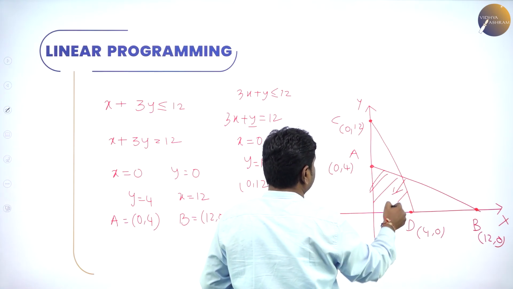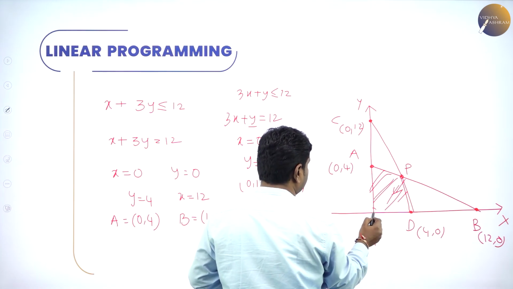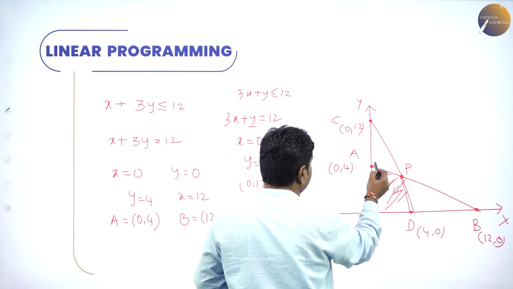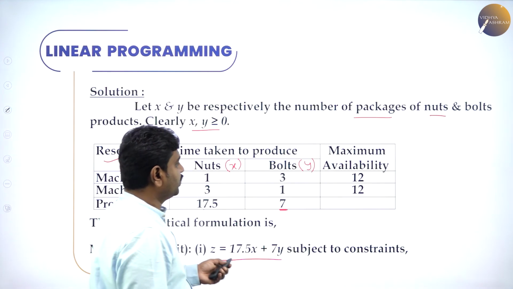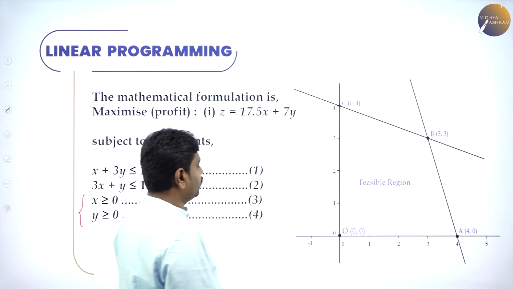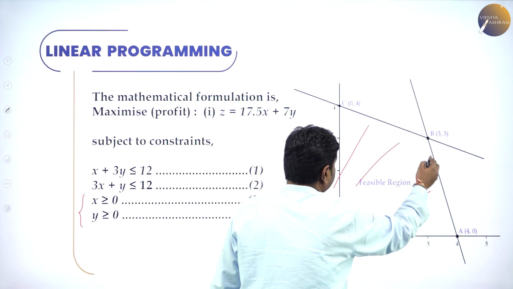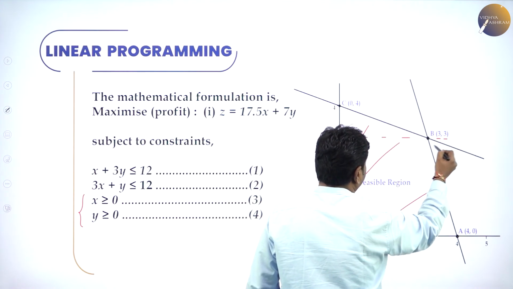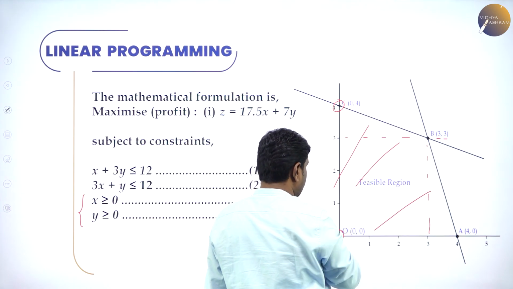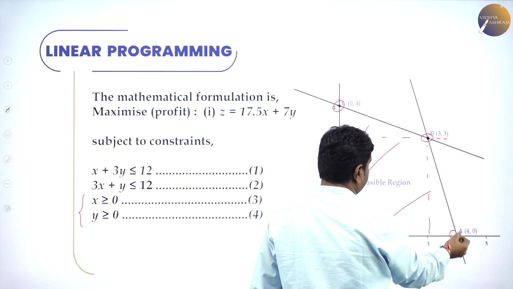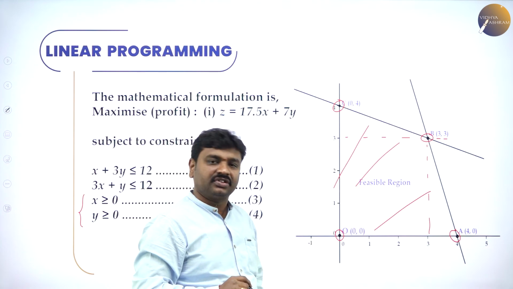Both the shadings will mix, and there is a point of intersection. This is how we get the feasible region. The origin O, A, P, D, these are the vertices, the corner points. So you'll get a graph like this. This is the common region of shading. The point of intersection is 3 comma 3. Take a suitable scale, do it on a graph sheet, and you will get the perfect point of intersection 3 comma 3.